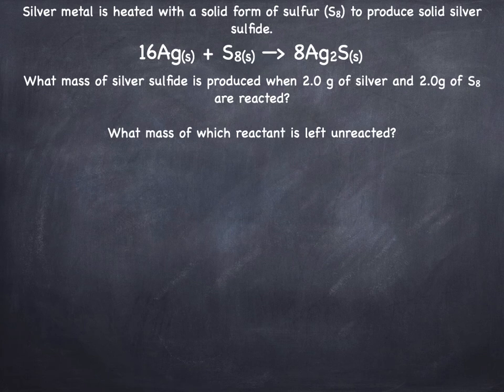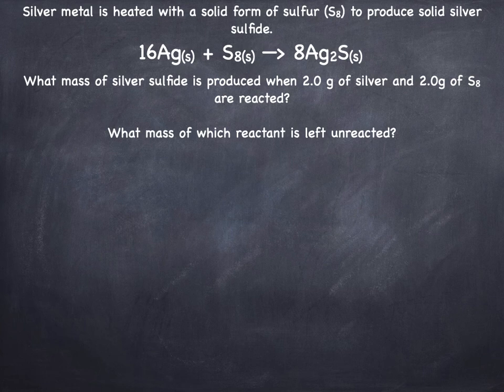When you're trying to figure out how much product can be produced, one of the ways to go about doing this is just like with the chocolate chip cookie recipe. We're going to assume we have plenty of sulfur and figure out how much silver sulfide we can make from the silver that we have. And then we're going to assume that we have plenty of silver and figure out how much we can make from the sulfur.